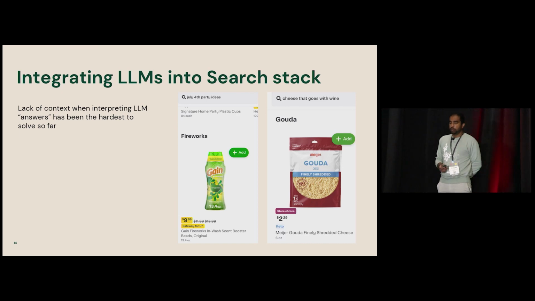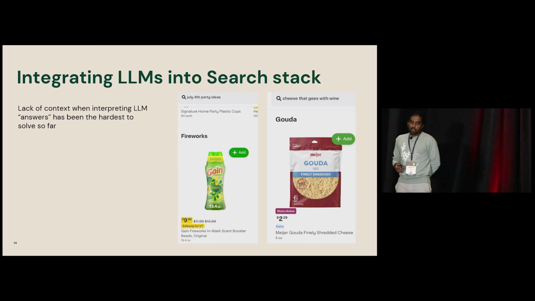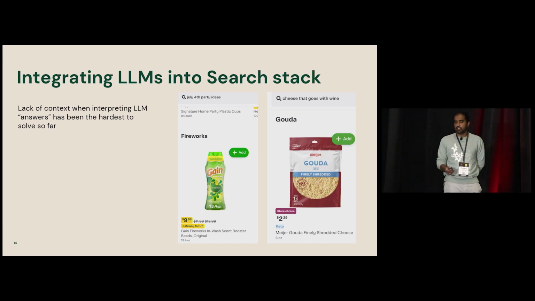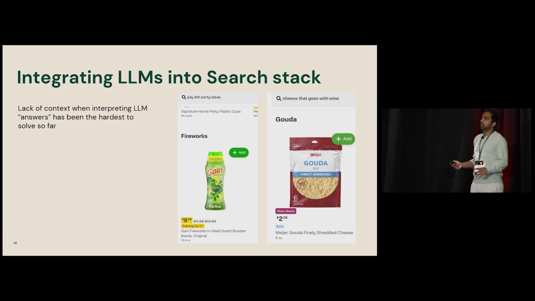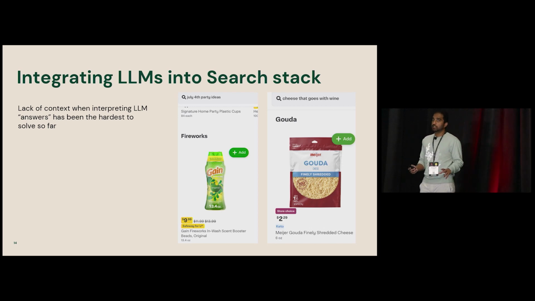Let's take the second example, right? Cheese that goes with wine. The LLM says, hey, Gouda cheese is a great cheese that goes with wine. Now, when we try to recall that, it brings in Gouda shredded cheese, but obviously we are not looking for a shredded cheese here. We are looking for a cheese block, right? Taking in this additional context and ensuring that it's recalling the right products is a very tough problem to solve.